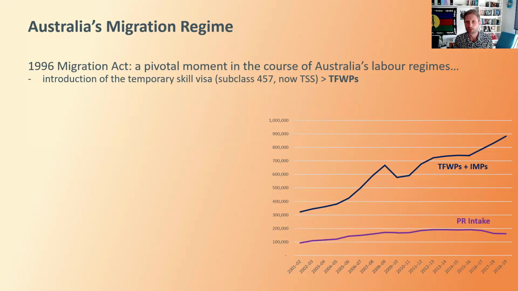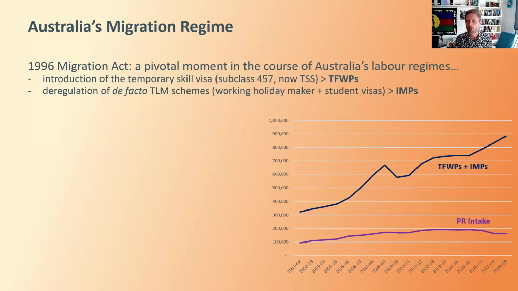And so there's a number of different moments in this timeline following the Migration Act reforms. The first is the introduction of a temporary skill visa, what was known as the subclass 457, which is now a temporary skill shortage visa, which really represents Australia's first temporary foreign worker program. We then see the deregulation of de facto temporary labour migration schemes, such as working holiday maker and student visa schemes, which broadly come under this definition of international mobility programs.